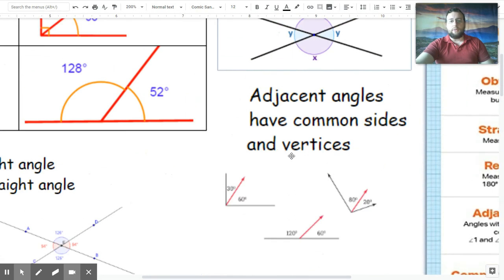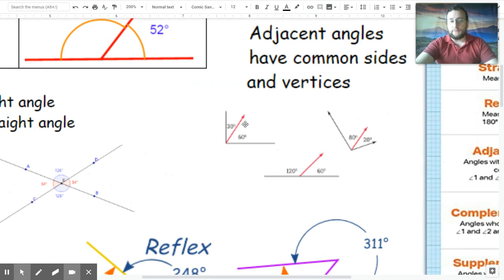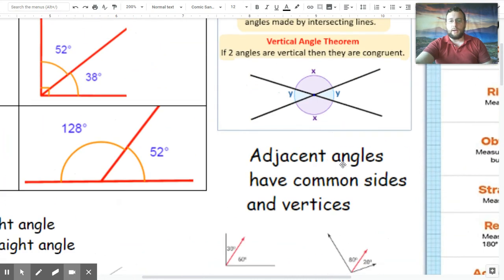Finally, the last concept was this idea, or the two last concepts, this idea of adjacent angles is any two angles that share a vertex and a side. So complementary and supplementary angles will automatically be adjacent angles. Be careful, by the way, just because it looks like it makes a right angle, it might not. This is 20 plus 80, which is 100. So these are not complementary here, right? So be careful with that.